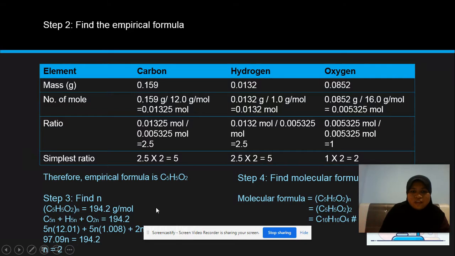So last step is step 4. Now we can find the molecular formula of dimethyl phthalate. We already get the value of N, which is 2. So C5H5O2 times with N, which is 2. Then lastly we get the molecular formula of dimethyl phthalate is C10H10O4. That's how we can do it. Just easy.